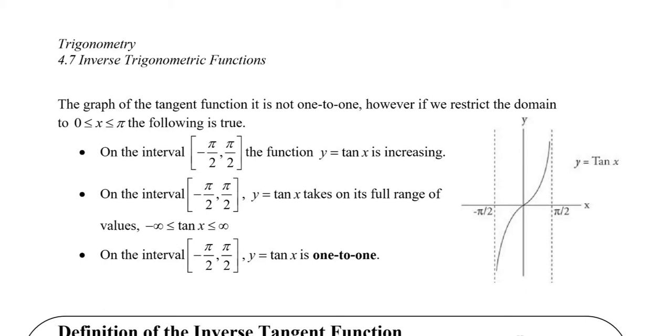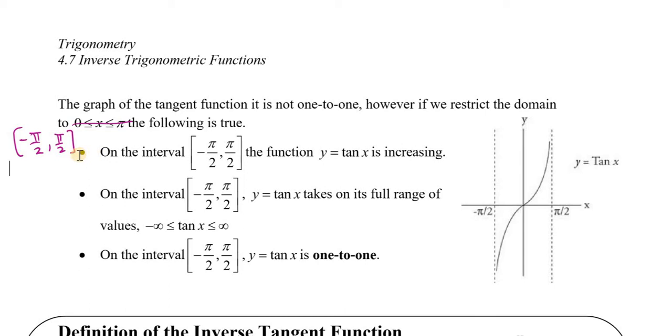In this video, we're going to talk about inverse trig functions, and we're going to talk about the tangent. So the graph of the tangent is not one-to-one because each of these cycles repeats itself, and it wouldn't pass the horizontal line test. However, if we restrict the domain, then, oops, and this is a mistake. If we restrict the domain to pi over 2, like so, then we can take the inverse.